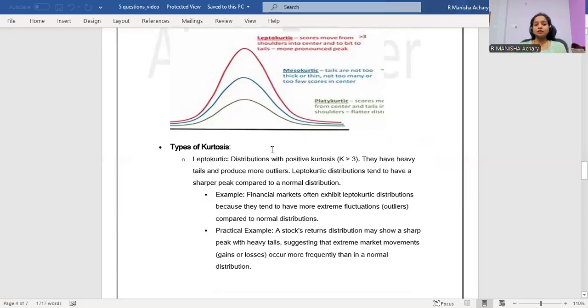Distributions with positive kurtosis have heavy tails and produce more outliers, like this. They have heavy, high tails. This is leptokurtic. Leptokurtic distributions tend to have a sharper peak compared to a normal distribution.